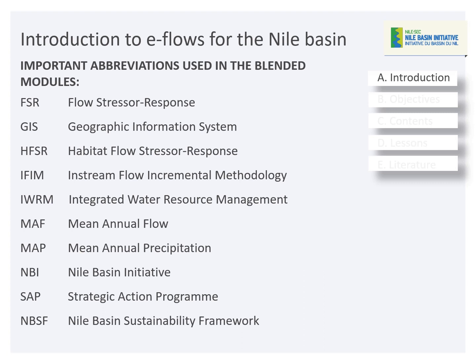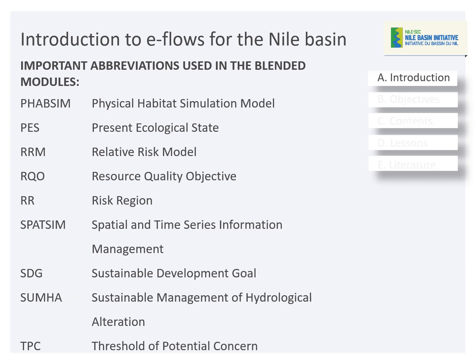IWRM refers to integrated water resource management. MAF is the mean annual flows. MAP, mean annual precipitation. NBI, Nile Basin Initiative. SAP is the Nile Basin Strategic Action Program. NBSF, Nile Basin Sustainability Framework.